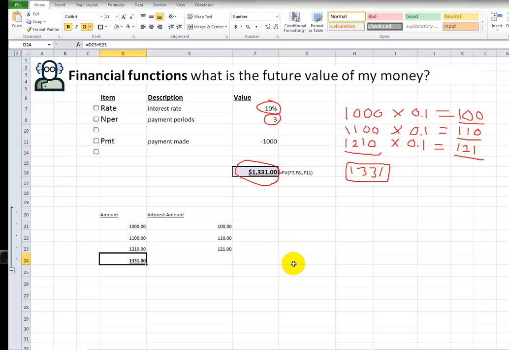So in the next video, I'll describe what happens if we add payments to the future value function.